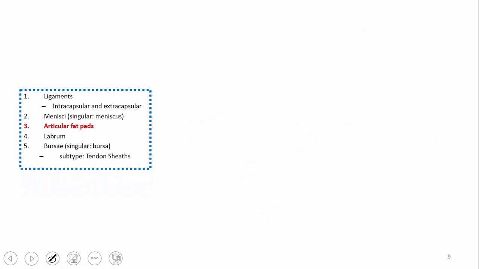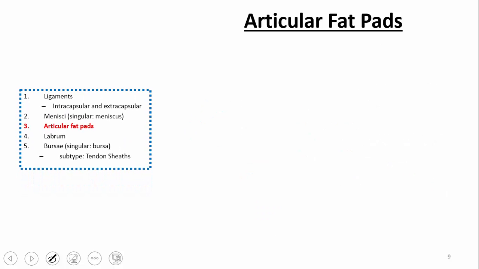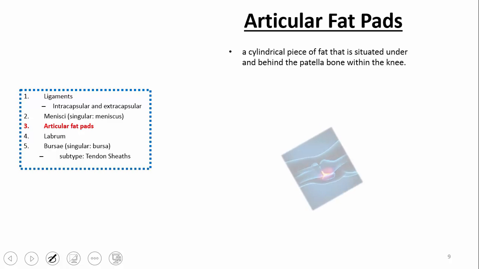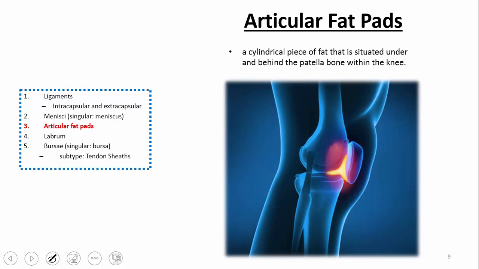Okay, let's look at the next one here. There are articular fat pads, and these are basically cylindrical pieces of fat situated in certain areas of the joint. The example I'm going to show you here is a fat pad that is basically behind the patella bone in the knee. You could see it sort of glowing in this image here. Again, it helps provide protection to the joint, helps cushion the joint.